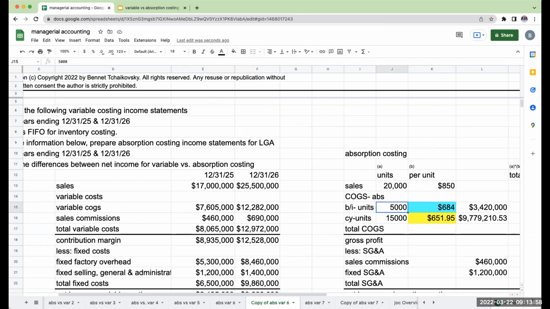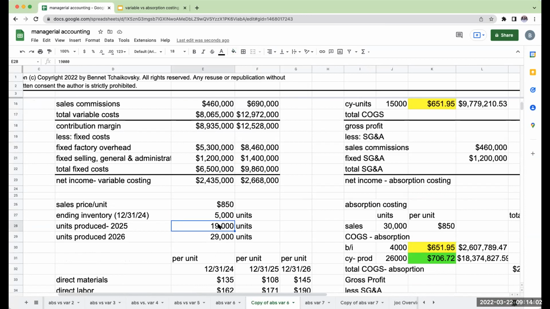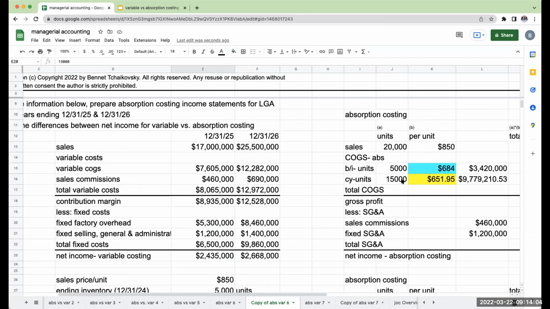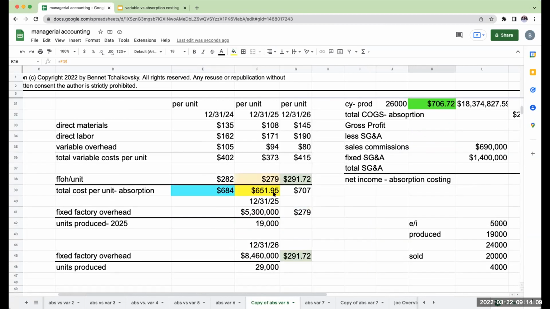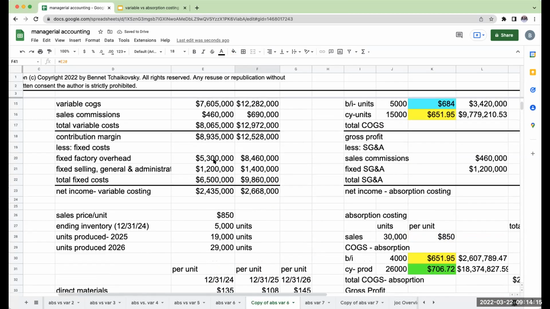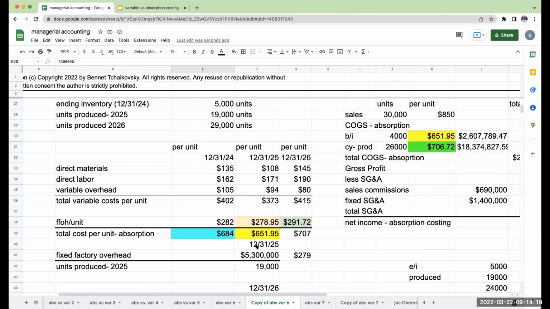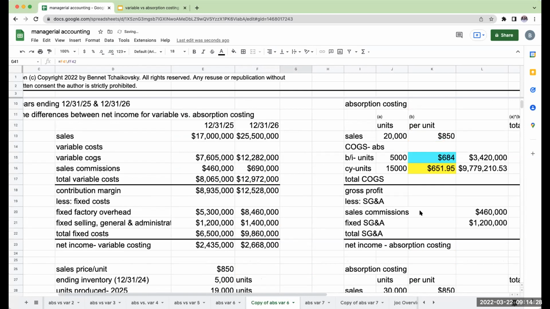So once I have that under FIFO, I've used 5,000 units, so these units here are gone. I now need another 15,000 units because I sold 20,000, and that's where I'm coming down here. Now for this one over here, for my fixed factory overhead per unit, I've got to take the 5.3 million that I fully expensed under variable costing, divided by the current year production of 19,000 units. And this is going to give me 278.95 and change.